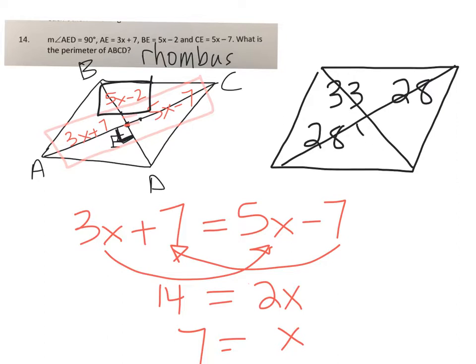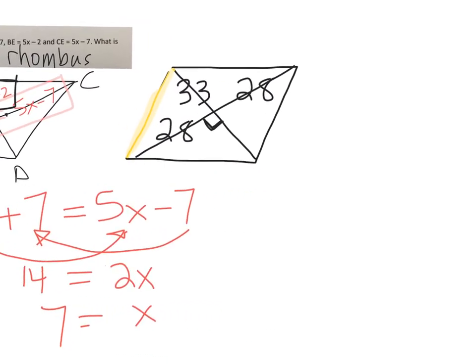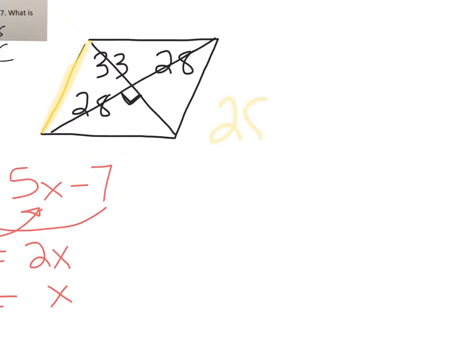Now I still have a right triangle, so I can use my buddy Pythagoras and the Pythagorean theorem to figure out what one of these lengths are. So let's do that. 28 squared plus 33 squared equals, I guess that's side AB, isn't it? But one of the sides of your triangle. Okay, so let me get out my calculator real quick.